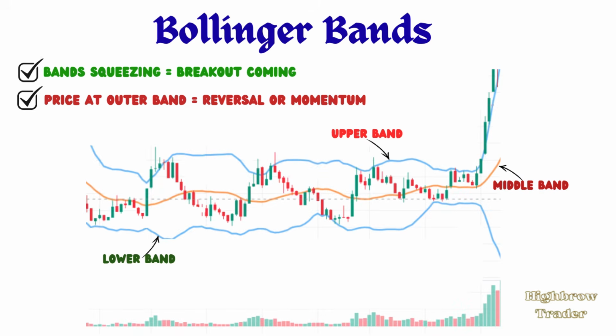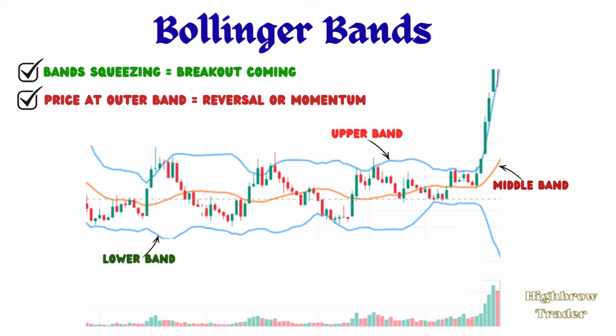Now, let's look at Bollinger Bands. Think of them as a band around the price that expands and squeezes based on how much the price moves. If the price hits the upper band, it might be overbought and could reverse down, while hitting the lower band means it might be oversold and could bounce up.